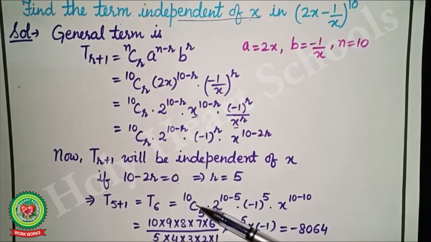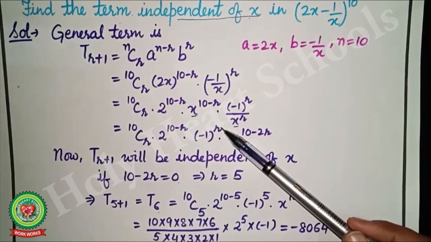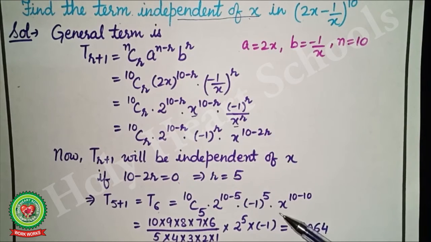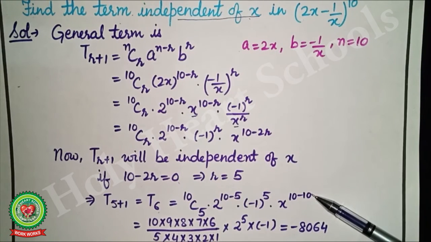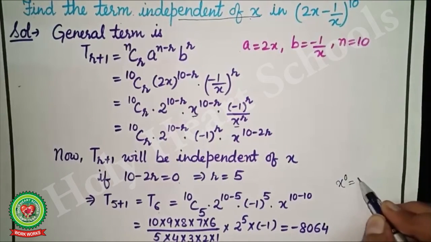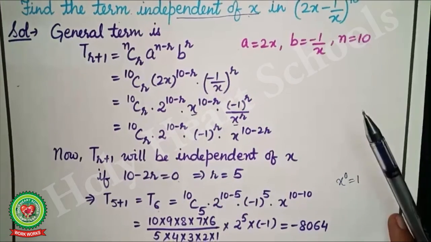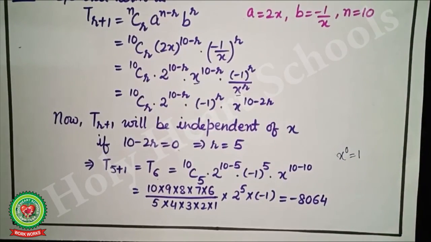So, it is 10C5, 2^(10-5), here (-1)^5, then x^(10-10). So, 10 minus 10 will become 0 and any number raised to power 0 is always equal to 1. So, here solving 10C5, 10 into 9 into 8 into 7 into 6 into 5 factorial, here 5 factorial cancels out. So, 5 into 4 into 3 into 2 into 1.